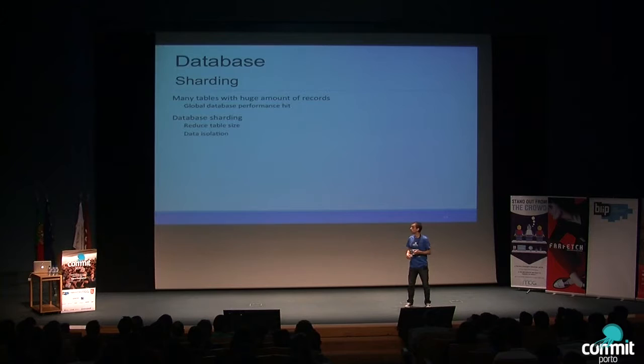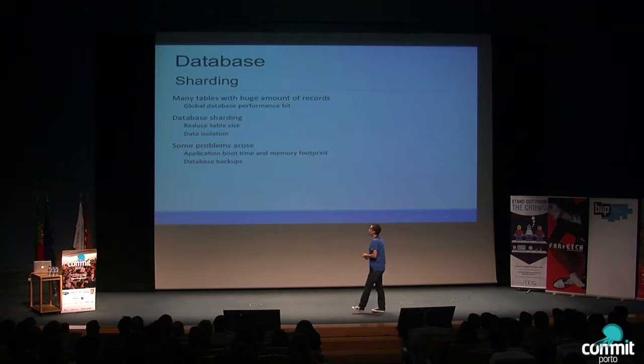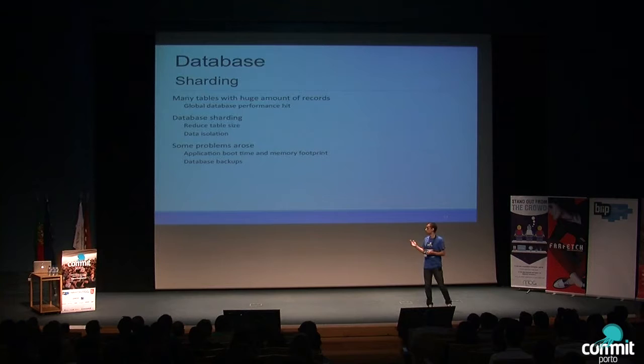But, as usual, some problems came to light. Our application started taking much longer to load and started taking up much more memory, and our process for making database backups started failing. Looking at the first problem, from the initial 30 seconds boot time we had, we were now taking more than 4 minutes to load up our application. And from 300 megabytes of memory that our application took initially, we were now over 2 gigabytes of memory for each Rails process. This was particularly troublesome for two reasons.